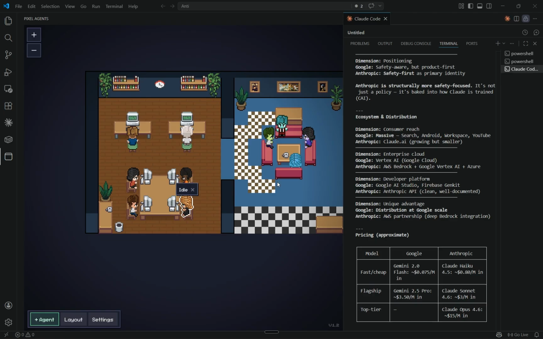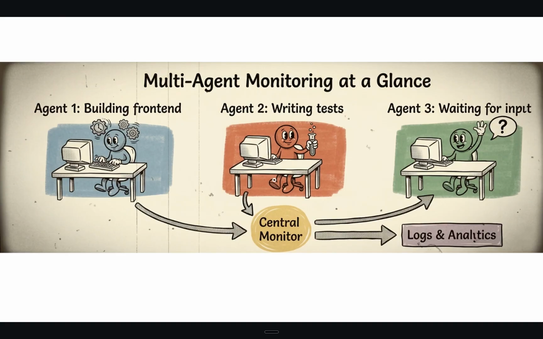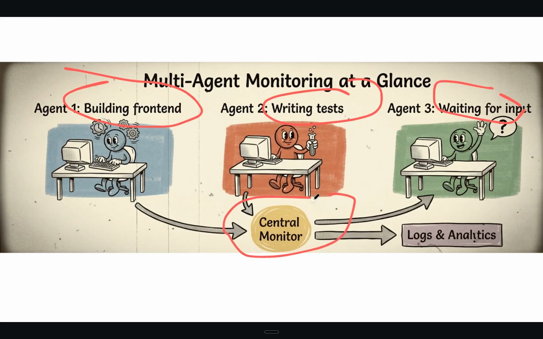Okay, so there are a few things that I need to explain, because I understand maybe some of you will say, what's the purpose of this? Like, I don't need this. What will that change? Okay, so let me tell you about multi-agent monitoring at a glance. So first here you have agent one building the front end. Then agent 2 is writing tests, and agent 3 is waiting for input. Okay, and it's all centrally monitored by our main agent, as you just saw.